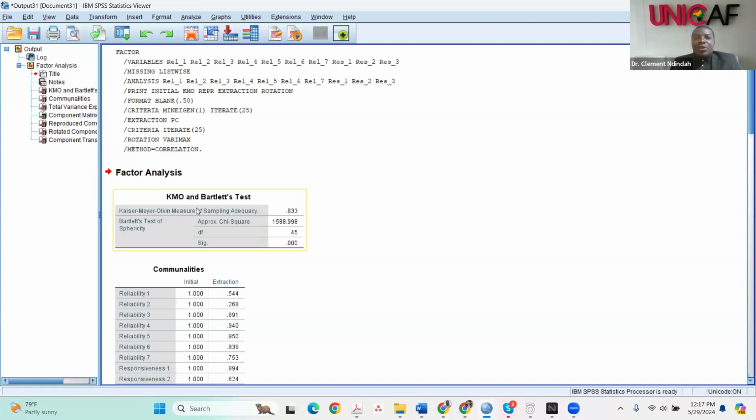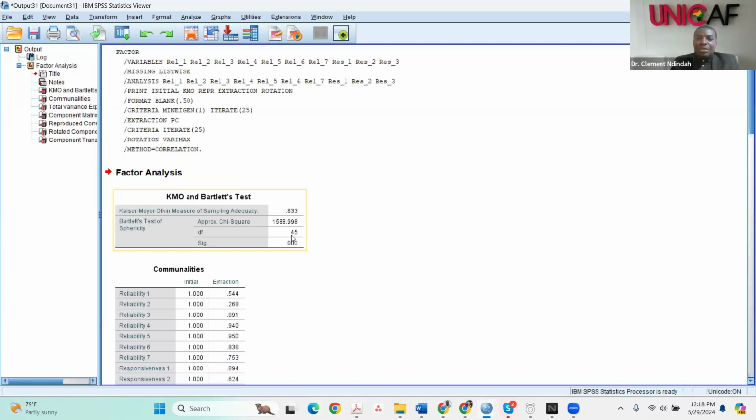Now, if your KMO test has values that are less than 0.5, it means the sample is not adequate for factor analysis. It means that data set is not adequate for factor analysis. Now, this generally occurs when the sample used for this analysis is too small. Your KMO would be less than 0.5. It also occurs at times when you have some negative correlations between them, and you also have a KMO that might not even be possible to run.